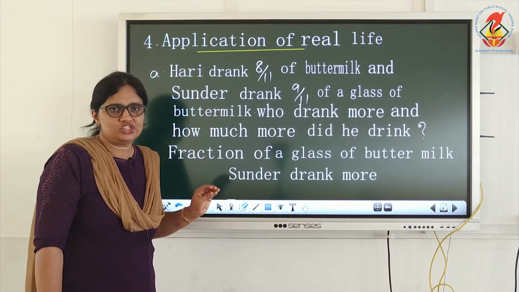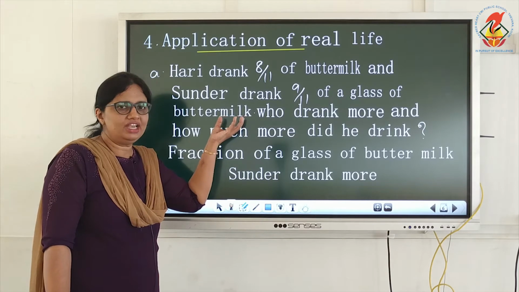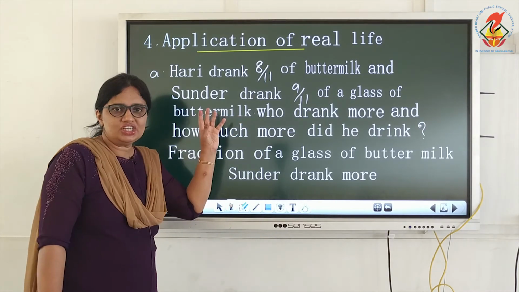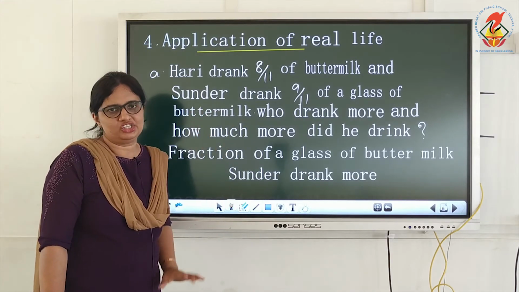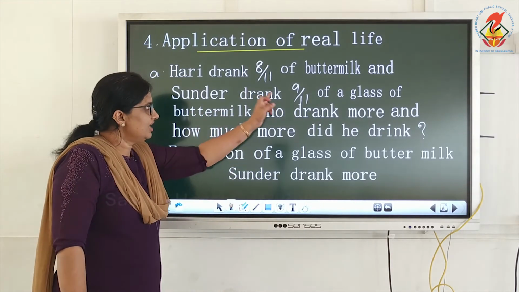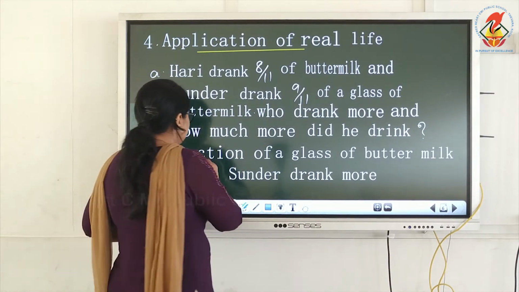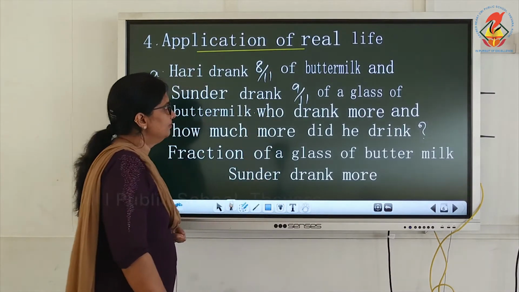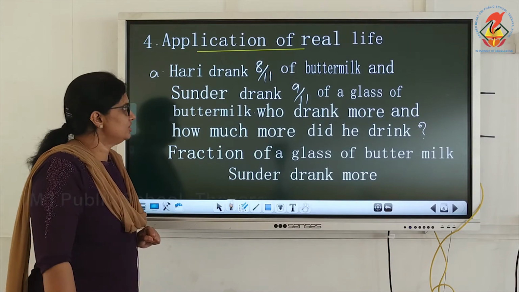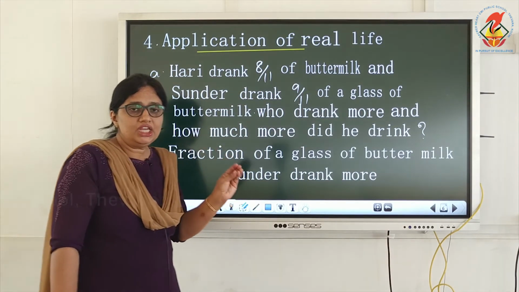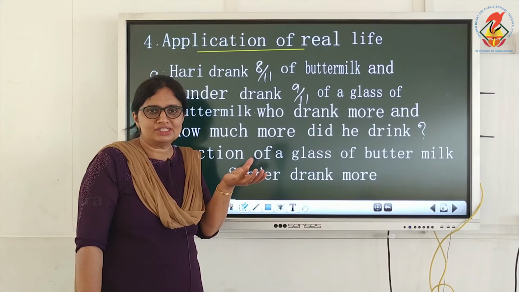It is like fractions, right? So we need to consider only numerators. Which one is greater in the numerator? That is the greatest fraction, right? Here 9 by 11 is the greater one, right? So who drank more, children? Sundar drank more. And we need to find how much more also.